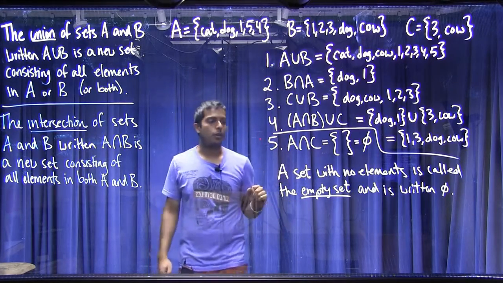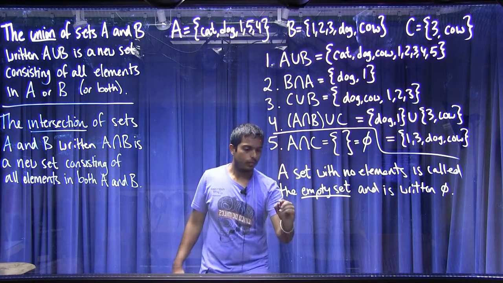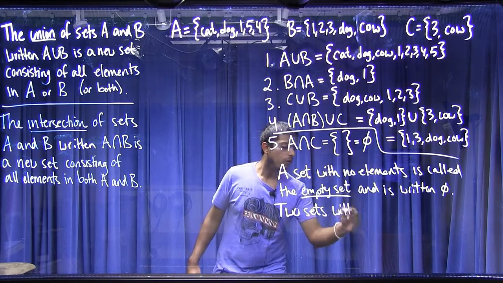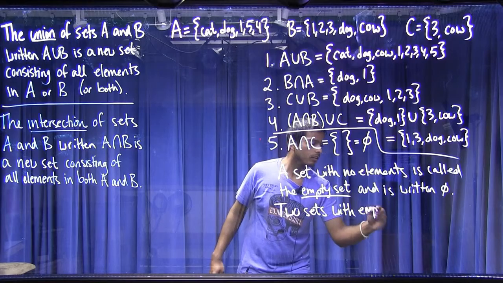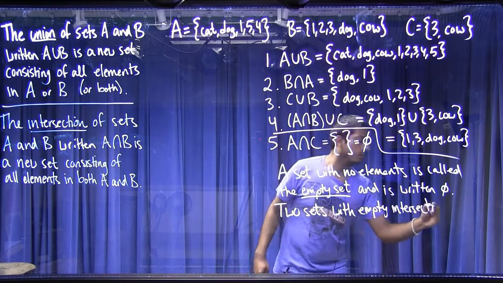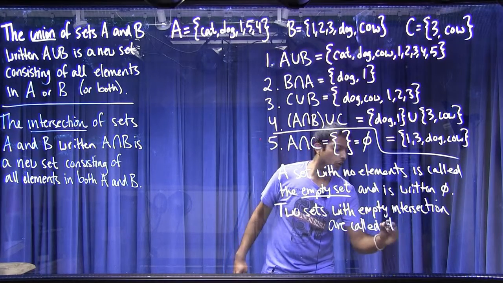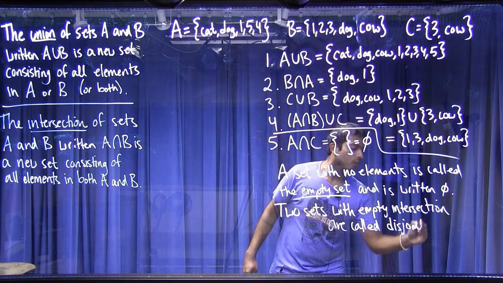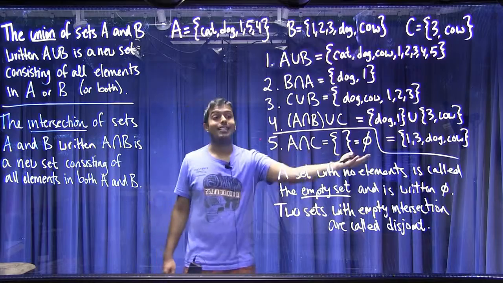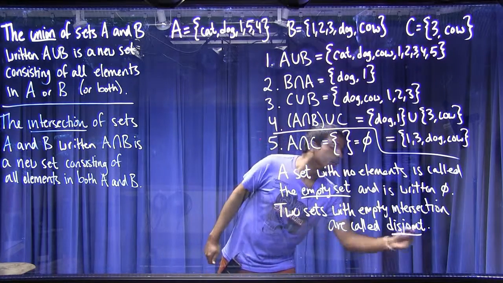There's one other definition I want to throw in here, and that's the definition of disjoint. Two sets with empty intersection are called disjoint. So in this case, we have two sets A and C. Their intersection is empty. And so we would say that A and C are disjoint sets.